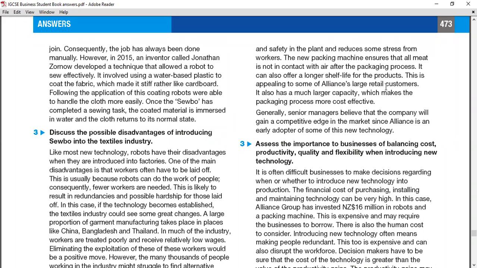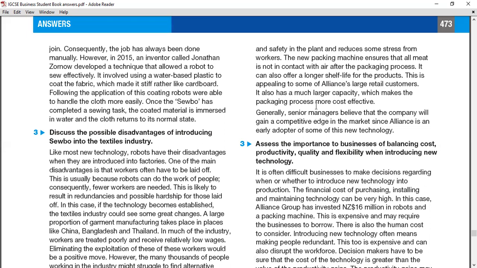This application, guys, you can see every point they are explaining, they are talking about the advantages, basically based on the case study, right? Meat, and talk about the meat. It's basically a context-based answer. This is a way how to develop your answering styles. Contextualize the answer. This is appealing for some of the Alliance large retail customers.